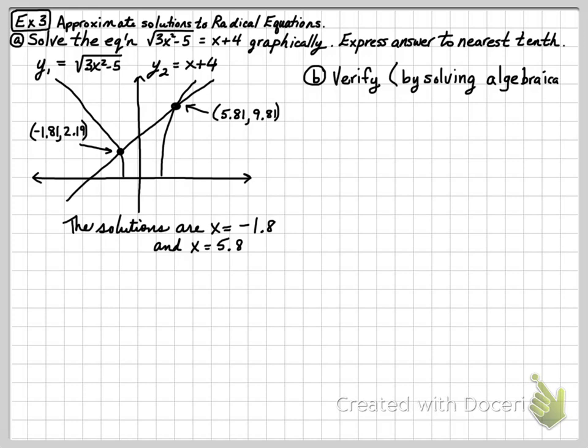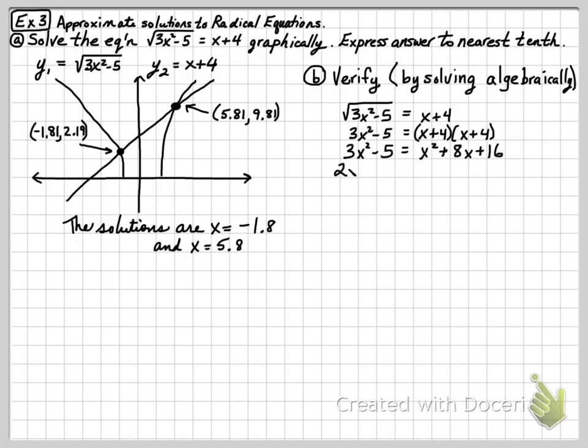Now we're asked to verify this by solving the same equation algebraically. Well, let's write down the equation. First step is going to be to square both sides, because we have isolated the root on one side. That means 3x squared minus 5 is going to equal x plus 4 times another x plus 4, or 3x squared minus 5 is going to equal x squared plus 8x plus 16.